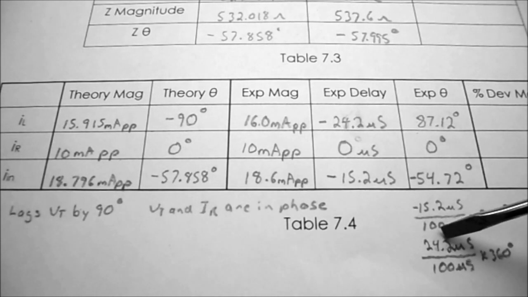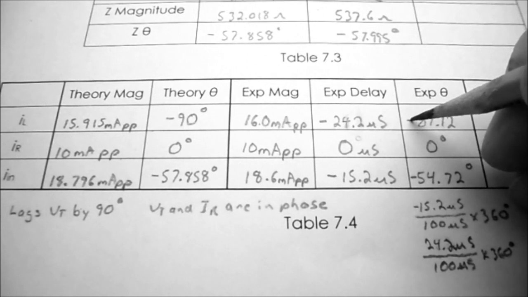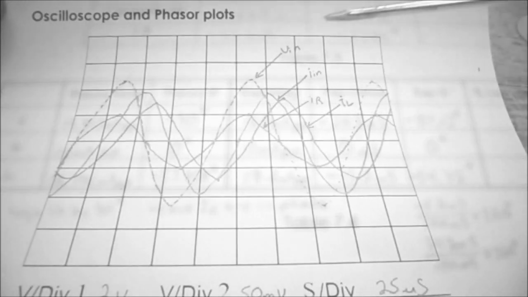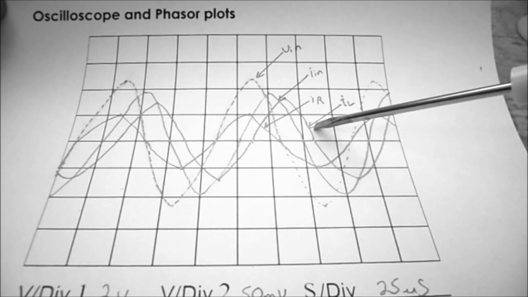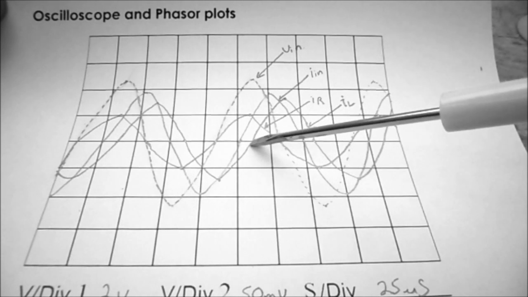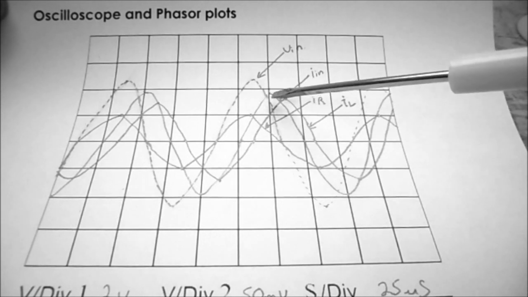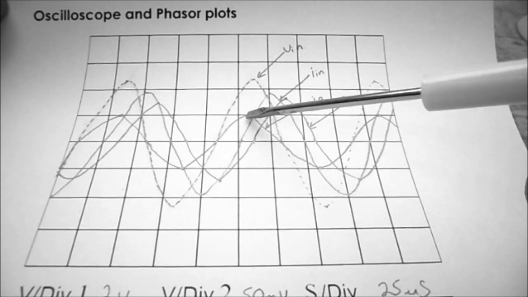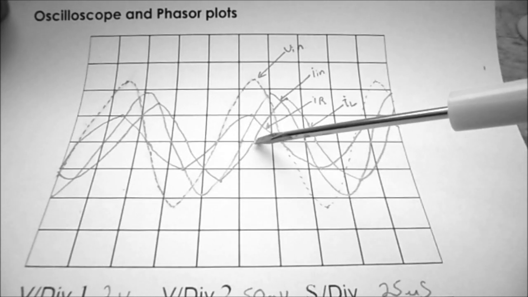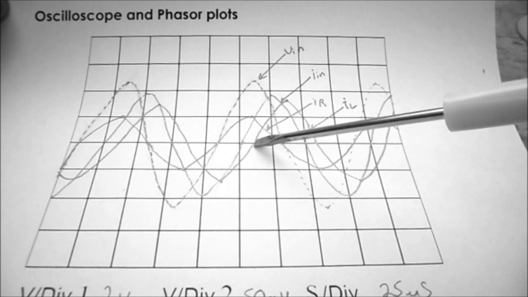And 24.2 microseconds divided by 100 microseconds times 360 degrees works out to 87.12 degrees. And don't forget, it's minus because it's lagging. So finishing off my plot of 7.2, I've sketched in IL, and you can see that my IL is indeed lagging by quite a bit. This is my zero crossing line, so this is I in. IR was leading, so that means that IL has to be lagging.